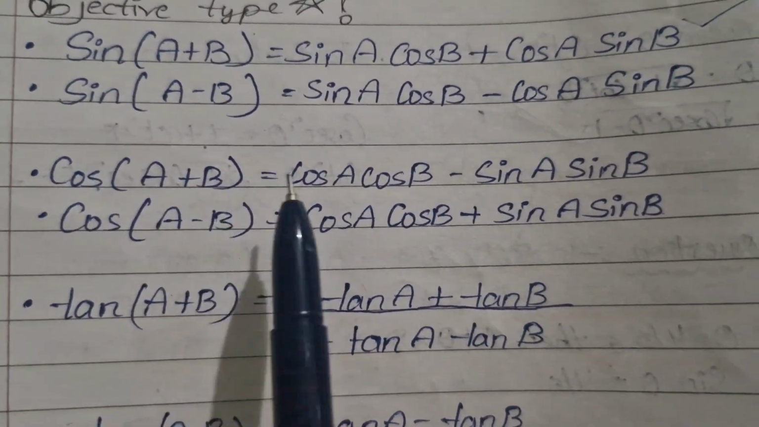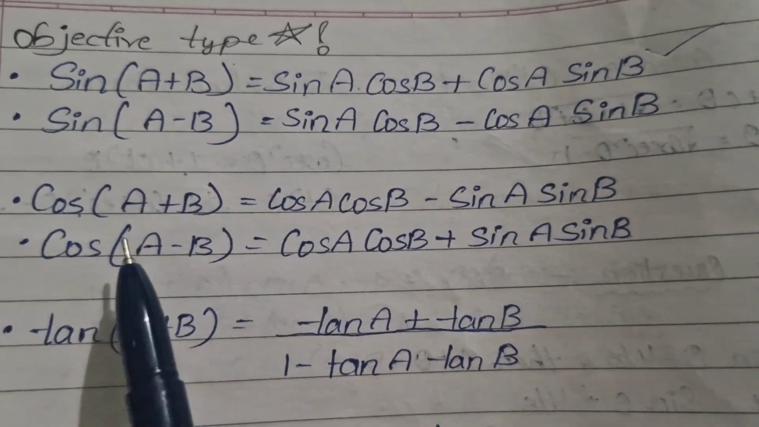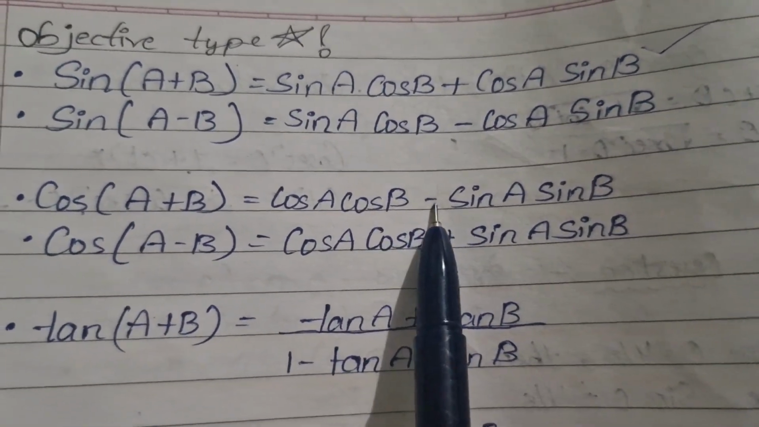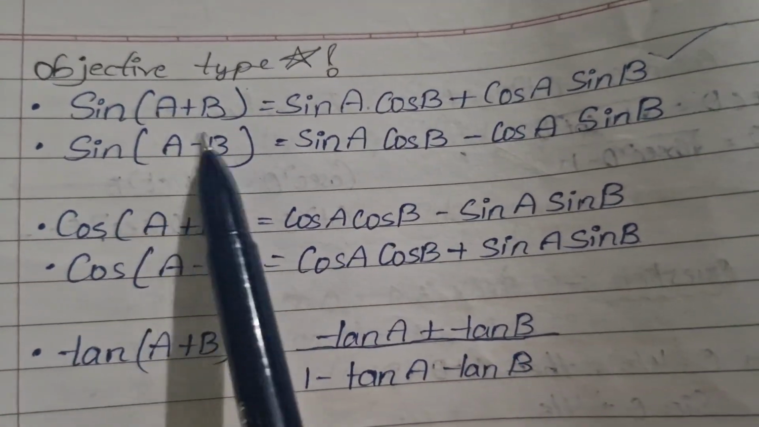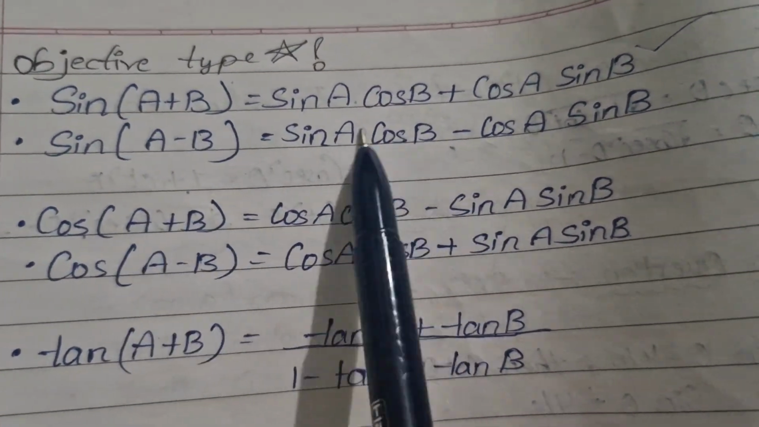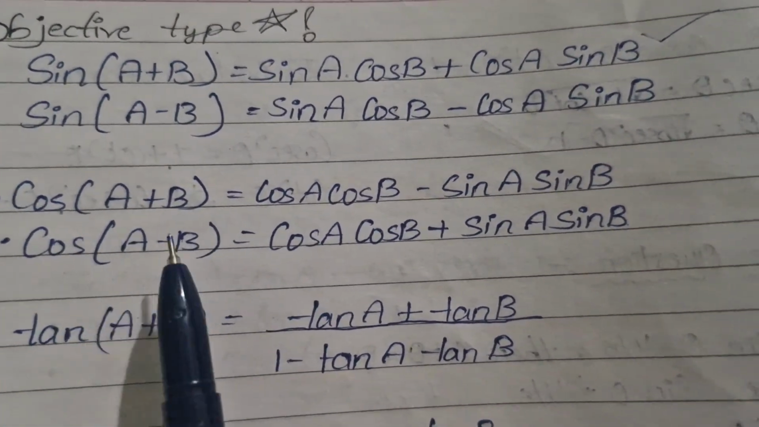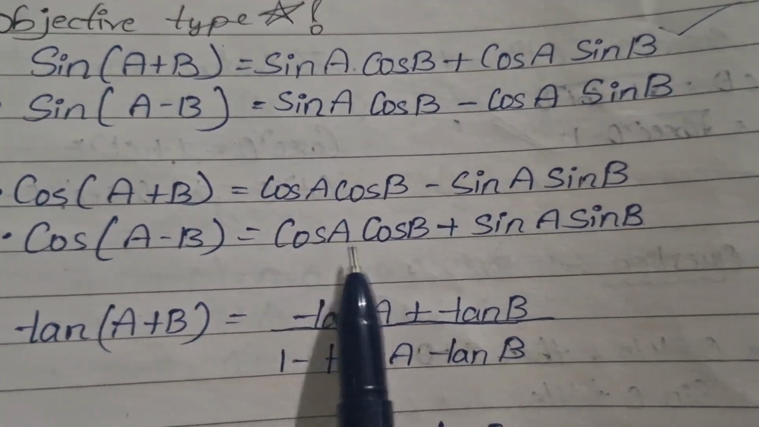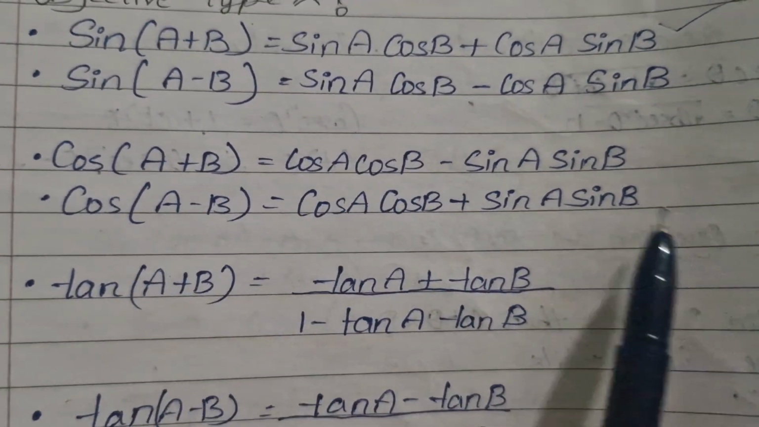So here cos (A plus B) is equal to cos A cos B minus sin A sin B. For plus, we have to remember as minus, and for minus, we have to remember as plus. For sin, plus as plus and minus as minus. It is a short trick. So cos (A minus B) is equal to cos A cos B plus sin A sin B. So these are the formulas.